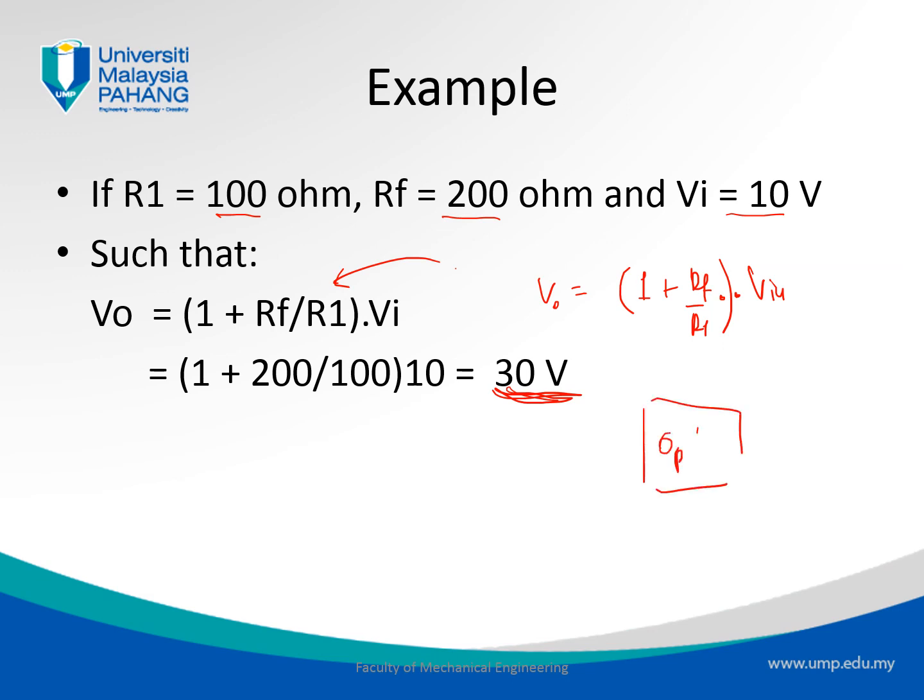So this is the op amp. For a V input equal to 10 volt, we managed to get V output equal to 30 volt. So the gain is basically 3, and there is no inverting signal. If it doesn't invert the signal, 10 volt positive becomes 30 volt positive, not negative. So that's how a non-inverting operational amplifier works.